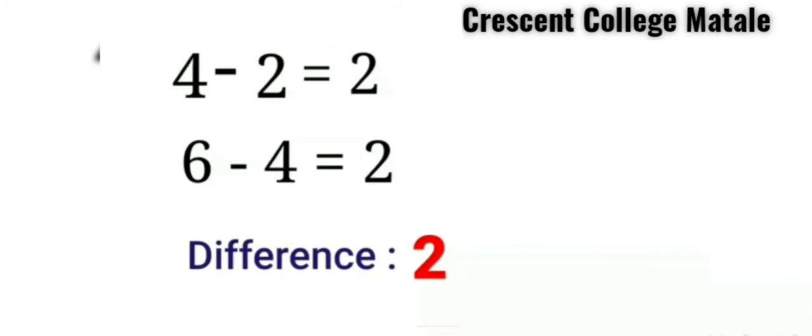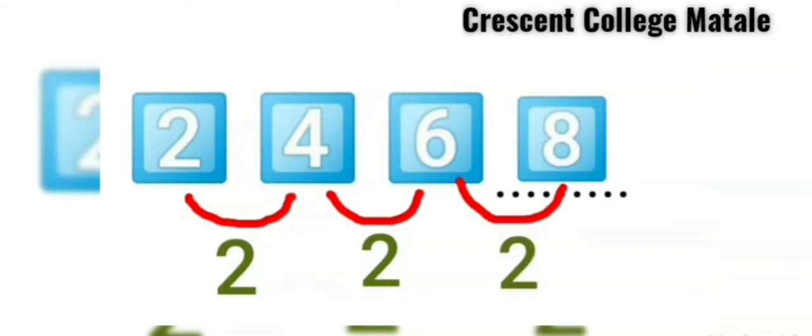So, this is in a sequence. So, this is a number pattern. Which number will come next? The common difference is 2. So, after 6, 7, 8. 8 will come next.